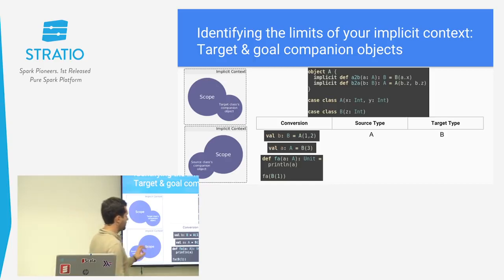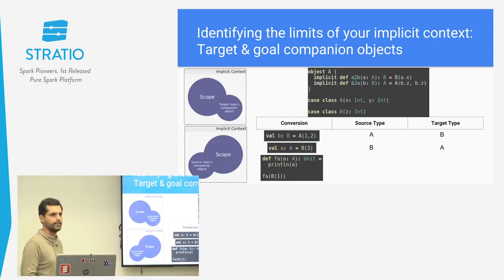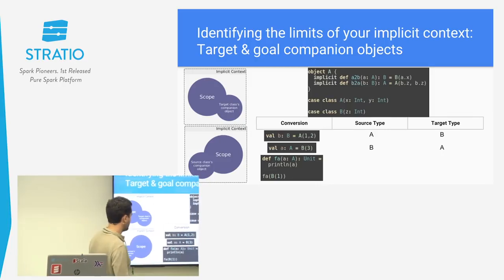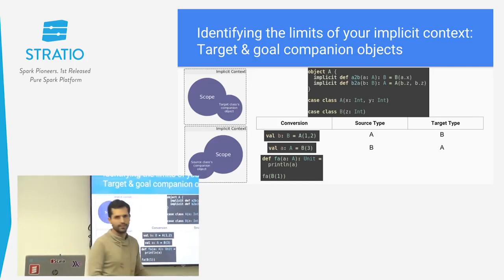Now, that's the same, but shifting the places, okay? Changing the order changes the roles. Now, we have a function expecting to receive an A being called with a B instance. What will be the source and target types here? The source will be B to A, exactly.